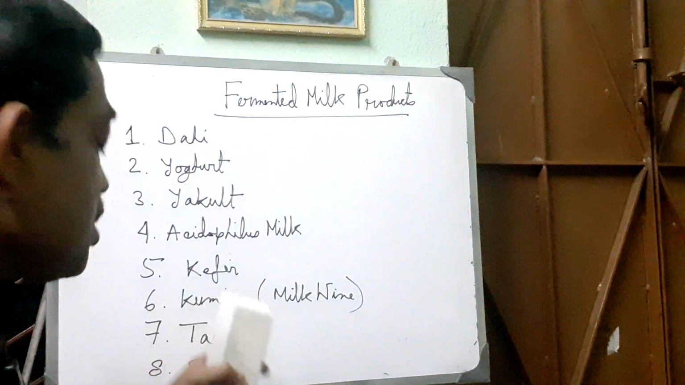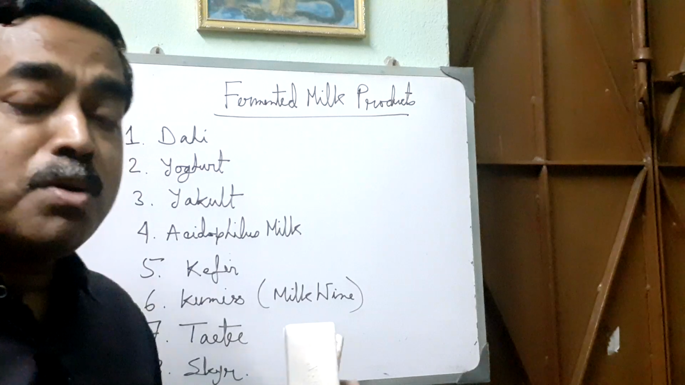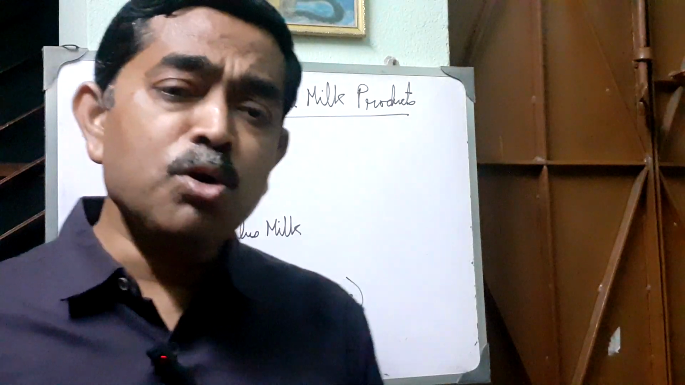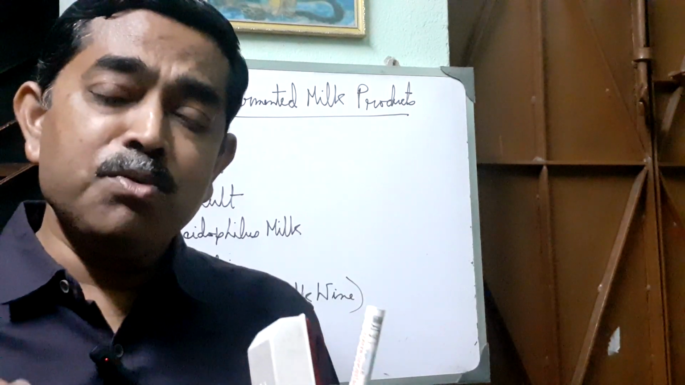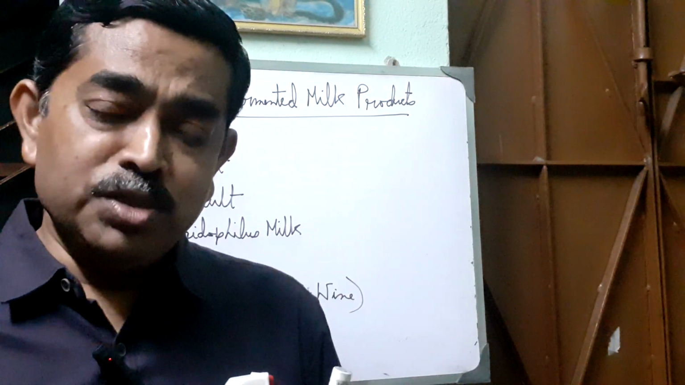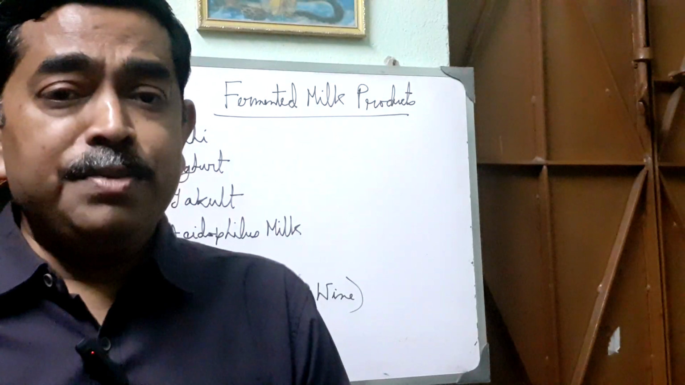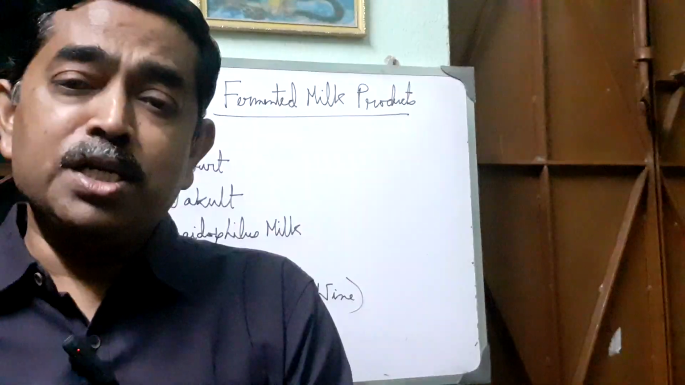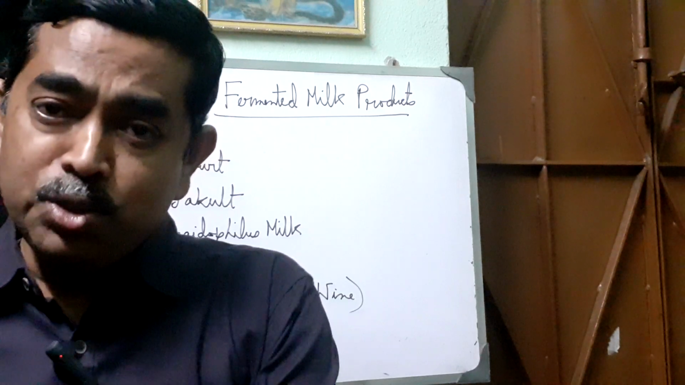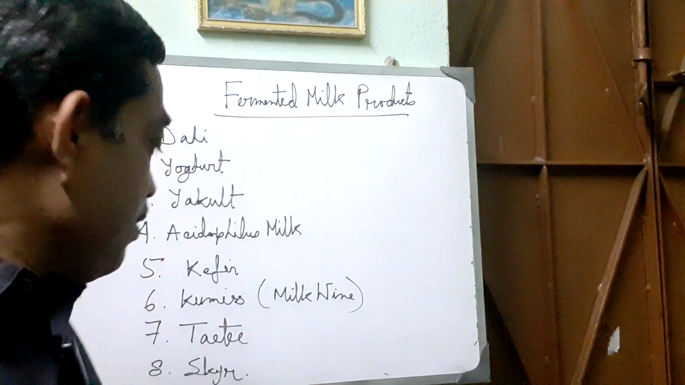And interestingly, kumis is generally produced from mare's milk, not cow or buffalo milk. It is popularly known as milk wine because it contains some amount of alcohol also. So here also Lactobacillus brevis, Lactobacillus bulgaricus, Saccharomyces lactis, Torulopsis, Torula kumis, and micrococci are generally used for the production of kumis.